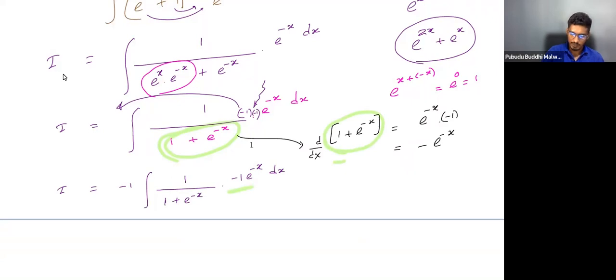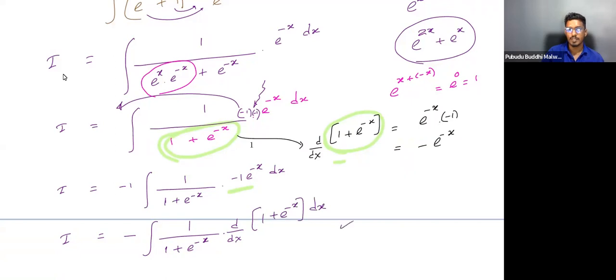Therefore, we can express the function inside the integral like this. So that's the desired form. Hence, we can use the substitution u equals 1 plus exponential minus x. Afterwards, it's very easy. I think you will get an answer like this: natural log of 1 plus exponential minus x plus c. That's not difficult after that.